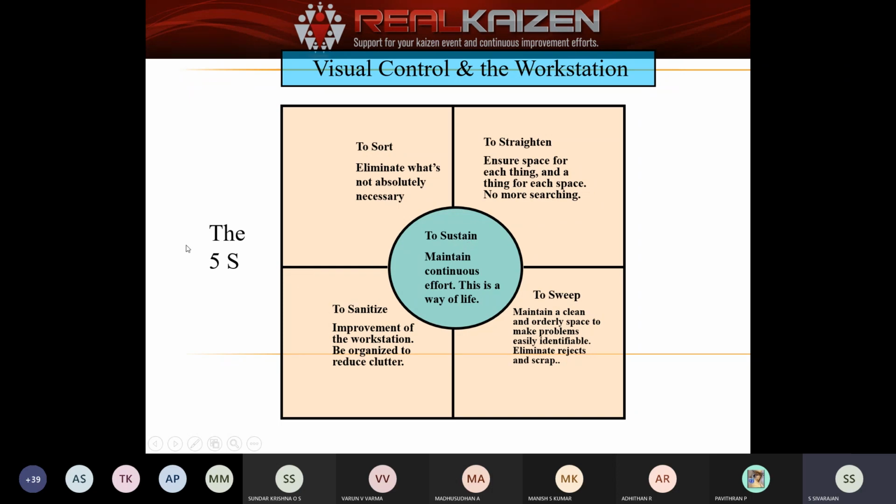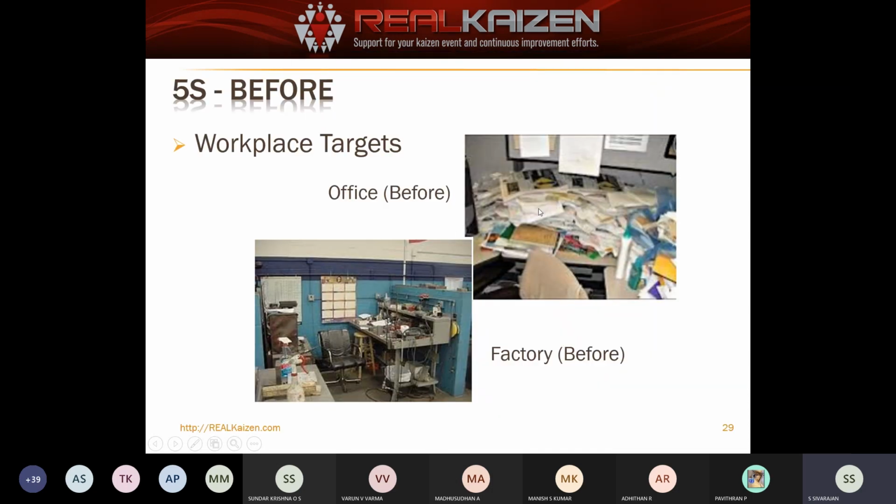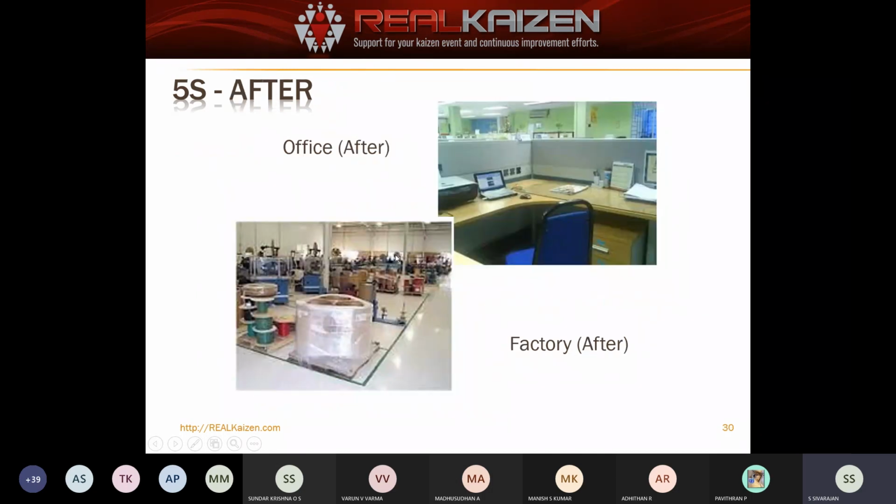So this is a very powerful Japanese concept, the 5S concept, which is basically for cleaning and keeping things going. Here you see the office before. I think even my cabin would look like this, with so many papers and other things. So before 5S, it is like this. The office, you see, is like that. The equipment is lying around, so many things, you see. And then afterwards, after 5S, you see.